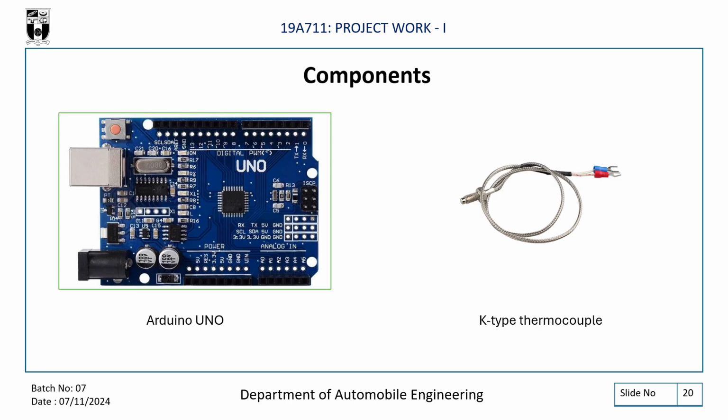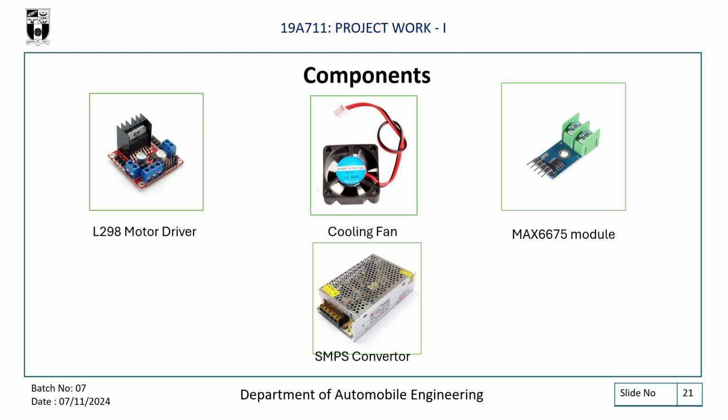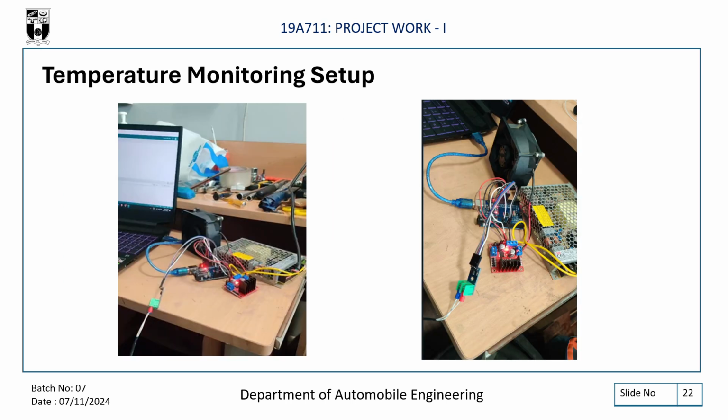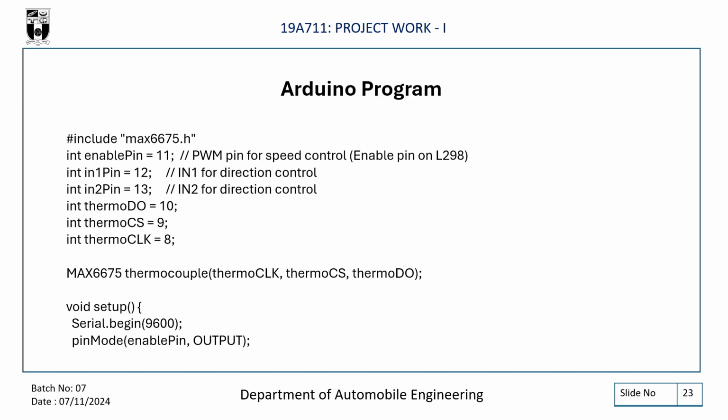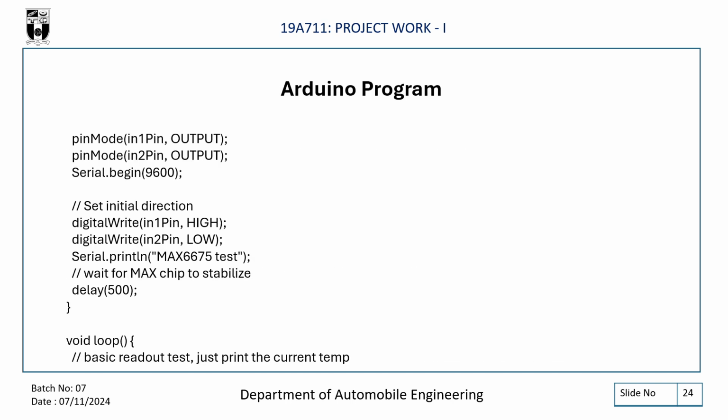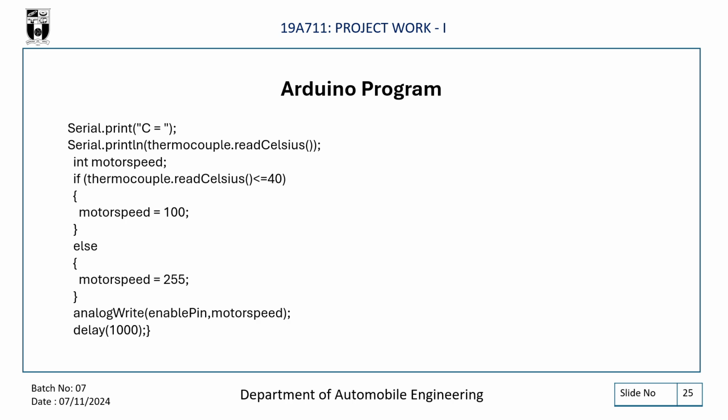As I already said, the components required are the Arduino Uno, K-type thermocouple, MAX6675 module, L298 motor driver, DC fan, and SMPS converter. These are the images of our components, and this is the real setup in which we connected all of the components. And this is the Arduino program which we dumped into the Arduino Uno.